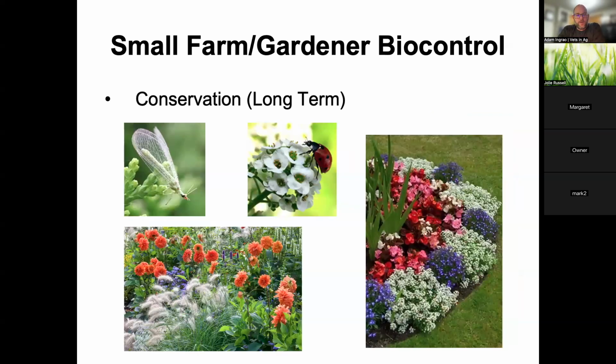Now, the one that most of you should use, and I always encourage everybody that's interested in this form of pest management to start with, is conservation biocontrol.